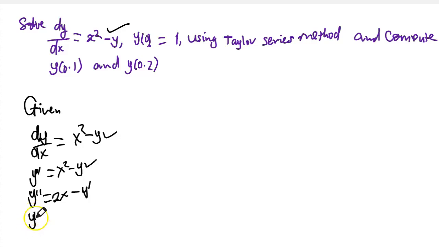Let's look at the third derivative. So this becomes 0. So we simply have 2, because 2x, when you differentiate 2x, you get 2, and if you differentiate y prime, we get y double prime. Now we find the fourth. The fourth derivative will give us simply negative y triple prime. So this is what we have here.